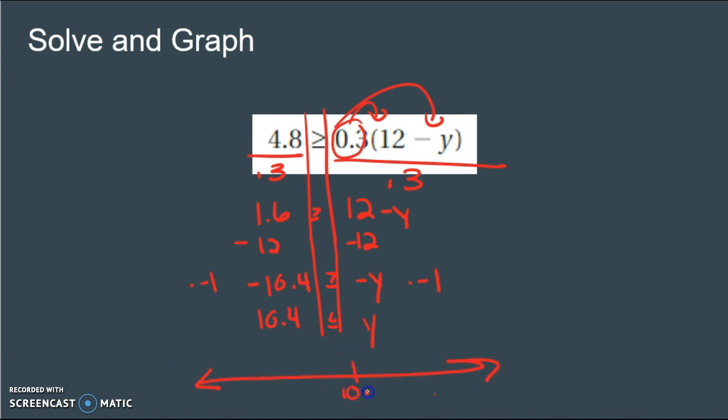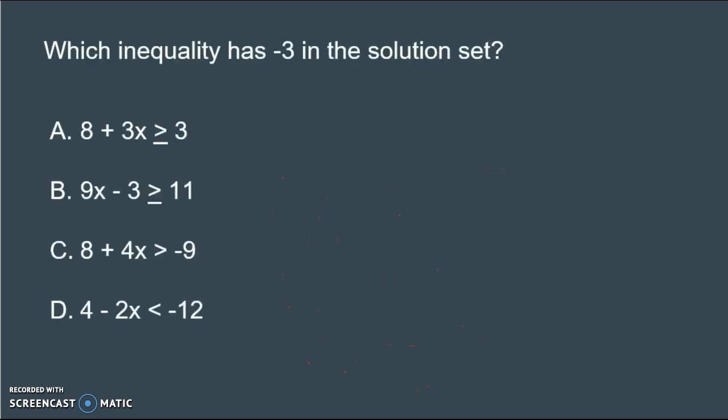To graph, 10.4 goes in the middle. This is going to be 10.5. This is going to be 10.3. It's a closed dot, and then since it's greater than, I'm going to go to the right. So like I said, just to recap this one, there's two ways to do it. You can either distribute the 0.3 to both terms, or you can just divide the 0.3 out of there, since this is multiplication right there.